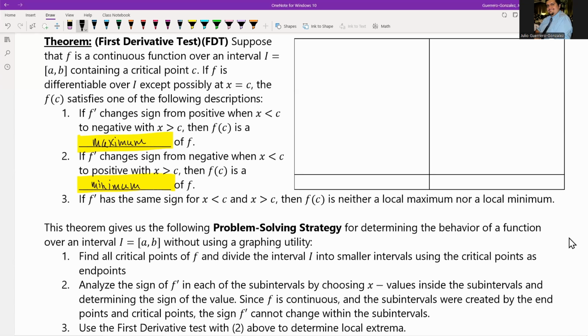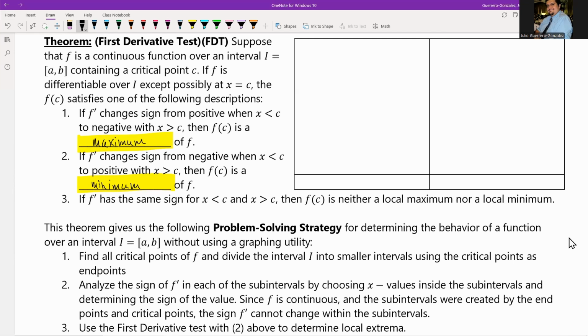Option 3 says that if it has the same sign before and after, then you can't make a determination. You have neither a maximum nor a minimum. What you do have is something called a saddle point, which you'll learn about in Calc 3 when you get there. So the first two choices are the big ones, and let me cover how this comes about.